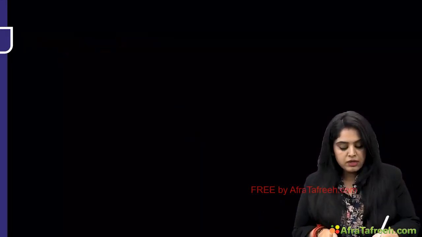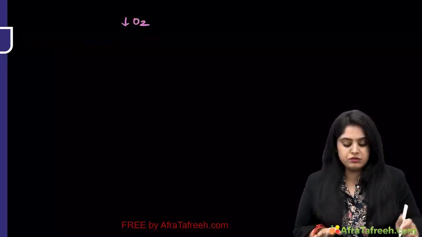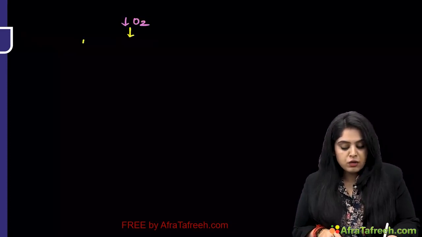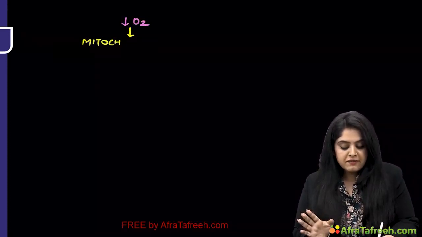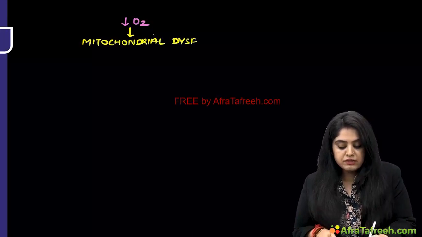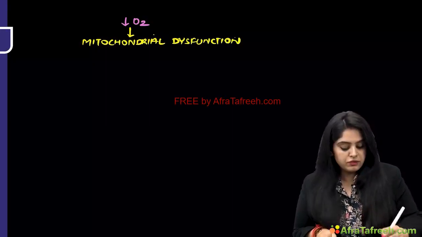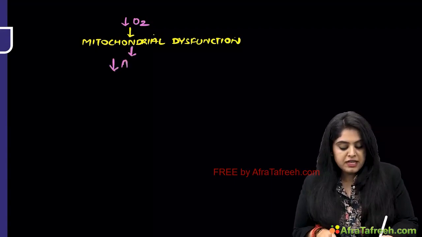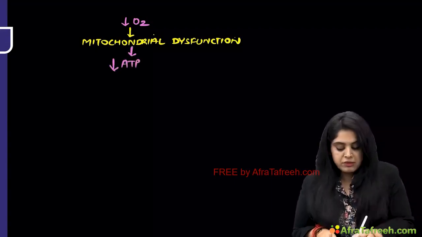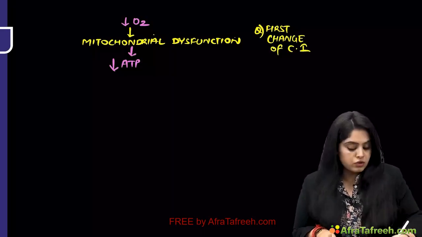When I'm talking about reversible cell injury, all of you told me that the story starts off with a decrease in the oxygen. As soon as the oxygen goes down, which is the first organelle that says I give up? That first organelle is the mitochondria. So there is a mitochondrial dysfunction, and we all know mitochondria is the powerhouse of the cell. If the mitochondria gives up, the ATP production is going to go down. What is the previous year question? Which is the first change of cell injury? The first change of cell injury is mitochondrial dysfunction, and because of this, the ATP production goes down.